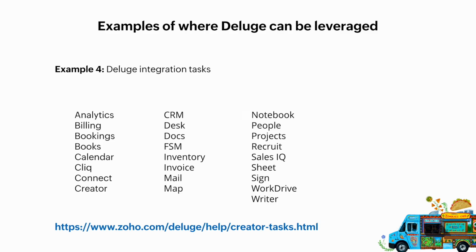All right, so examples of where Deluge can be leveraged. Like I mentioned, it can be done in a lot of places, right? So you have all of these applications. It might not be in every single one. I know Zoho does have a few no-code applications where you might not be able to use Deluge, but I would say like 98, 99% of our platform can leverage Deluge to accomplish some of these tasks.